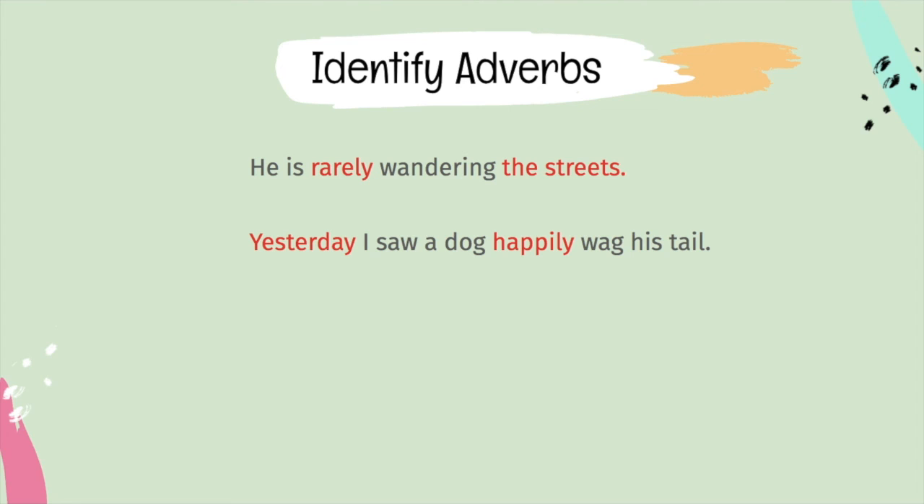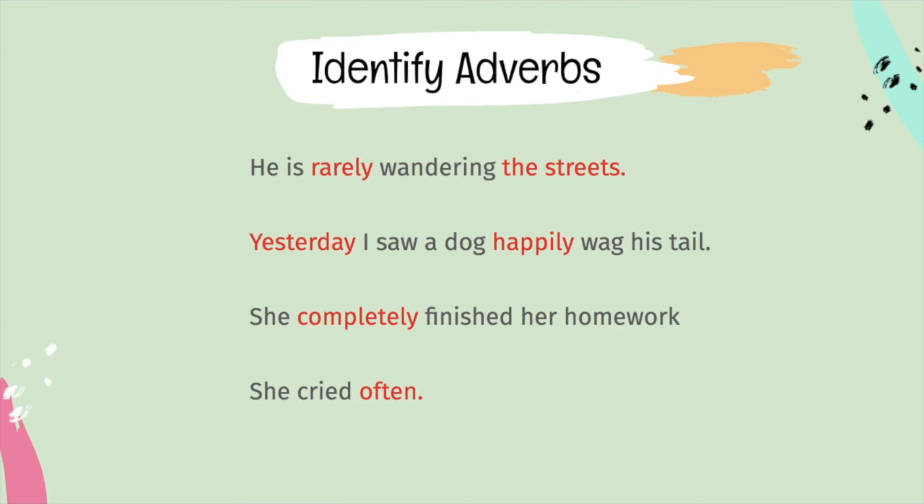Yesterday I saw a dog happily wag his tail. The adverb here yesterday answers the question when, and the adverb happily answers the question how. Then we have she completely finished her homework. The adverb completely answers the question to what extent. Then we have she cried often, and the adverb often answers the question of how often.